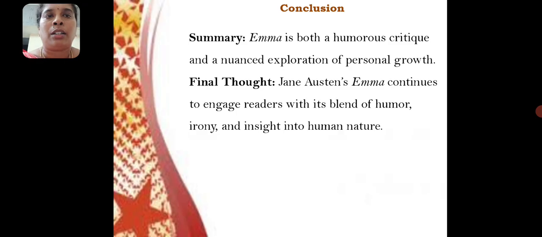To conclude my talk, Emma is both a humorous critique and an exploration of personal growth. Jane Austen's Emma continues to engage readers with its blend of humor, irony and insight into human nature during the early 19th century.